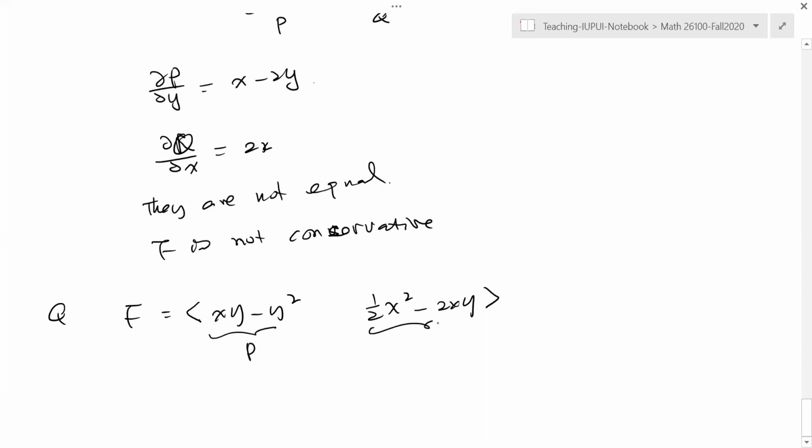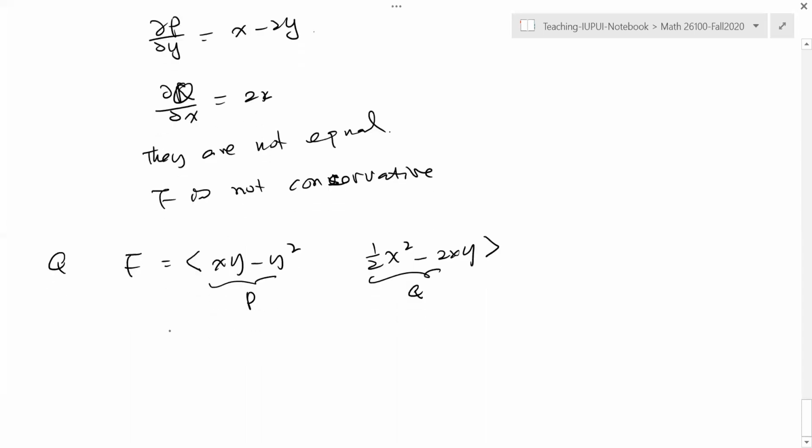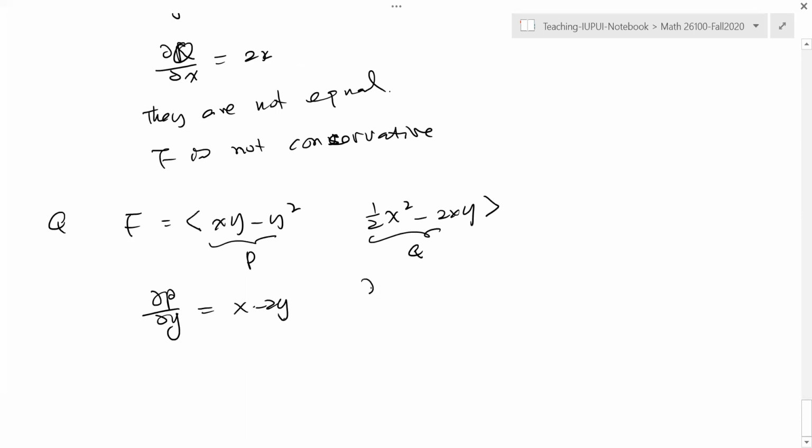This is my p, this is my q. So the partial derivative of p with respect to y is going to be x minus 2y. Now, how about the partial derivative of q with respect to x? I also get x minus 2y. So they're equal, right?